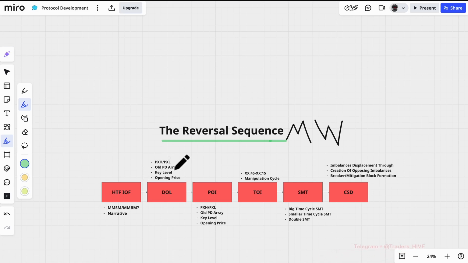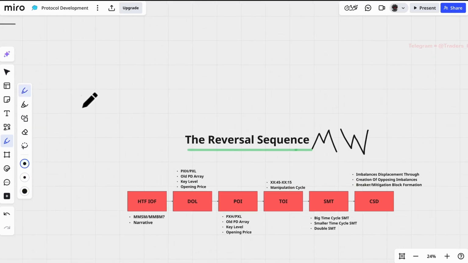When we then pay attention to point of interest selection, what you can see is that the point of interest is actually exactly the same 4 steps as it is for the draw on liquidity selection. And that's a very important insight which I'm sharing with you. And this comes back to the concept which I've been discussing a lot lately, and that's the following.